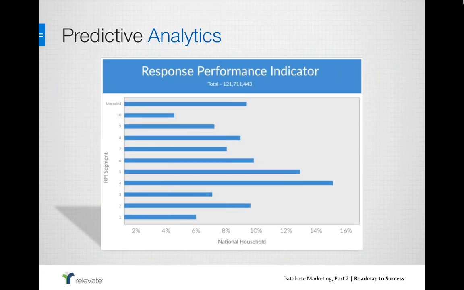The next slide here is going to show us in a bar graph format the approximate distribution of U.S. households by the RPI segments. As you can see here, about 6% of the households will fall into segment 1, and about 5% fall into segment 10. The largest segment is number 4, with about 15 to 16% of households falling into this category. Segment 5 follows right behind it at about 13%.